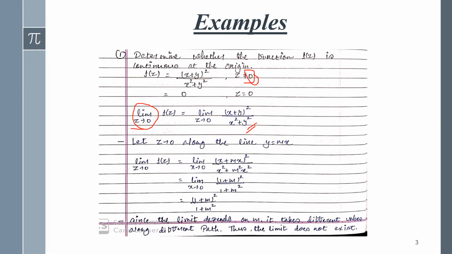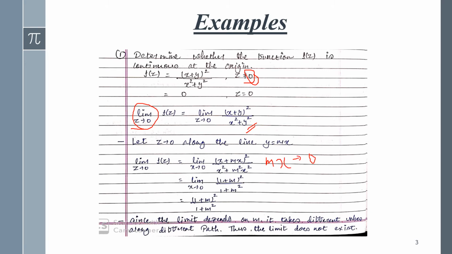So for that I'm applying one of the paths, y equals mx, which we have already applied before in our sessions on limit examples. So with the same procedure I'm applying it here also. Let me apply z tends to 0 along the path y equals mx. So in place of z I'm applying y equals mx, tends to 0, along the path y equals mx.